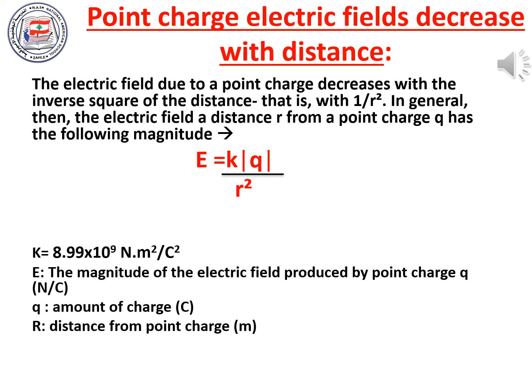E is the magnitude of the electric field produced by the point charge Q measured in newtons per coulomb. Q is the amount of charge measured in coulombs, and R is the distance from the point charge measured in meters. So we can know the magnitude of the electric field at a certain distance from the point charge that is producing this electric field, and as the distance increases, the magnitude of the electric field decreases.